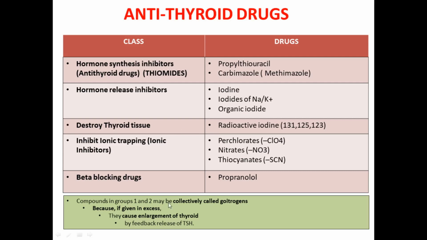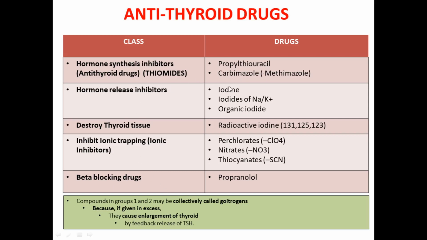Here you can see one note. Compounds in group 1 and 2, these two groups, are called goitrogens, because if we give these drugs in excess, they will cause a problem which is called enlargement of the thyroid. And why will this enlargement of the thyroid occur? Because these drugs stop the synthesis of T3 and T4.